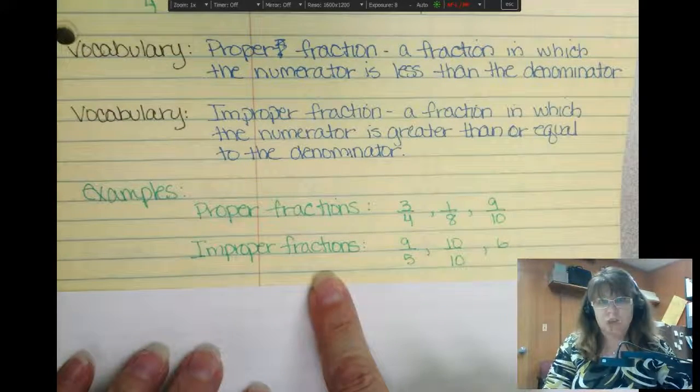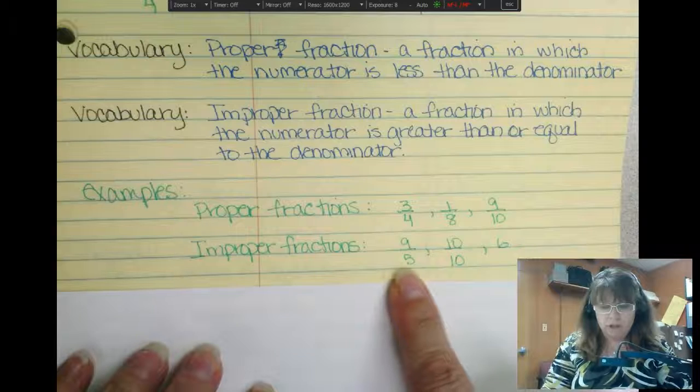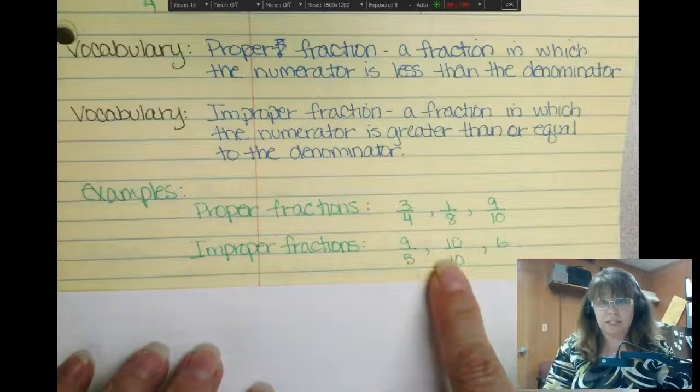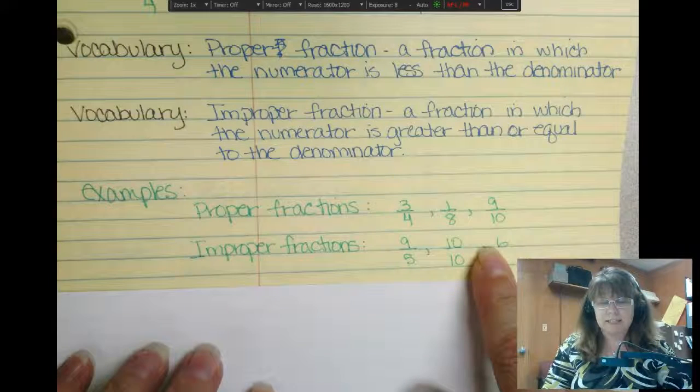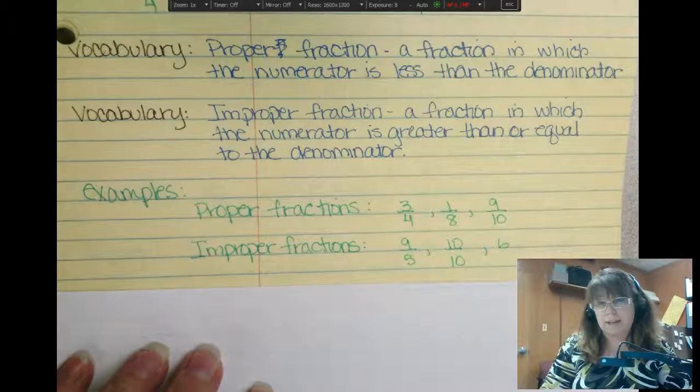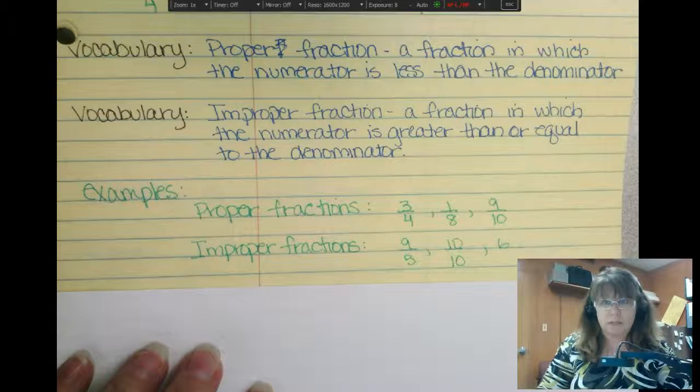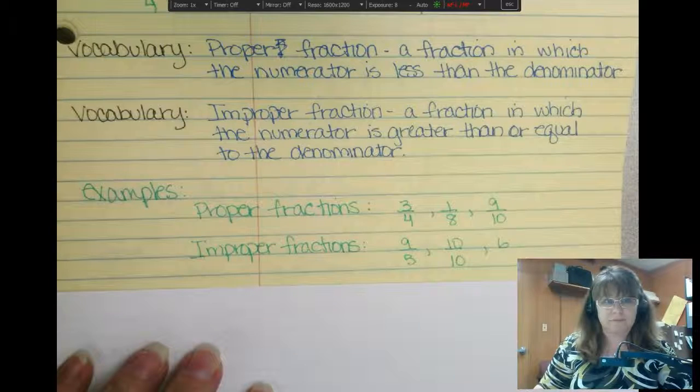Improper fractions are any fraction where the numerator is greater than or equal to the denominator. So 9/5 is improper, 10 over 10 is improper, 6 is improper. But why is 6 improper? Because we can write it over 1. And of course 6 is larger than 1, so therefore it's an improper fraction.